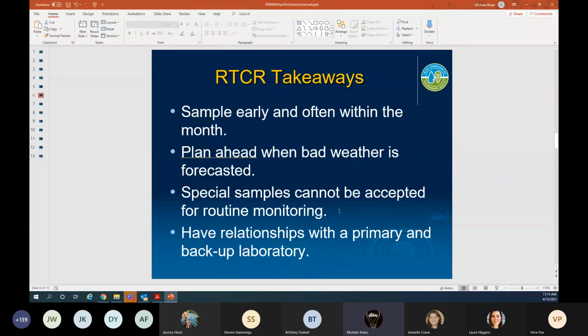We did want to reiterate, and this is a question that came up very regularly, whether special samples could be used for routine monitoring, and they can't. They are not acceptable under our quality assurance project plan, our QAPP. So if you did specials to lift your boil water notice as required by rule, that's fantastic. However, we cannot use those to meet your minimum RTCR requirements. The idea behind RTCR is to take samples that are representative of your system, and boil water notice should not typically be your regular operations.